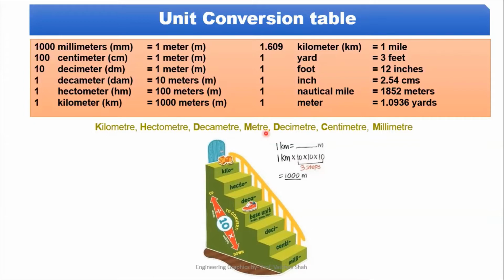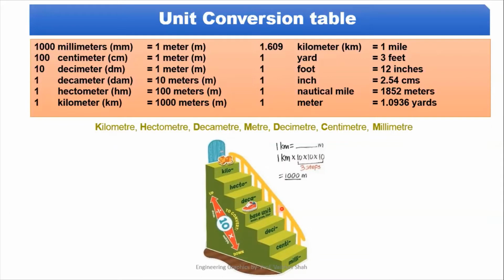So now I will give you the easiest way to memorize this table. We'll be using this staircase. So let us see this staircase. You can convert units from kilometers, hectometers, decameters, meters, decimeters, centimeters up to millimeters. You can convert any unit from kilometers to millimeters by this staircase. If we go up in this staircase, we divide by 10, and if we go down in this staircase, we simply multiply the unit by 10.